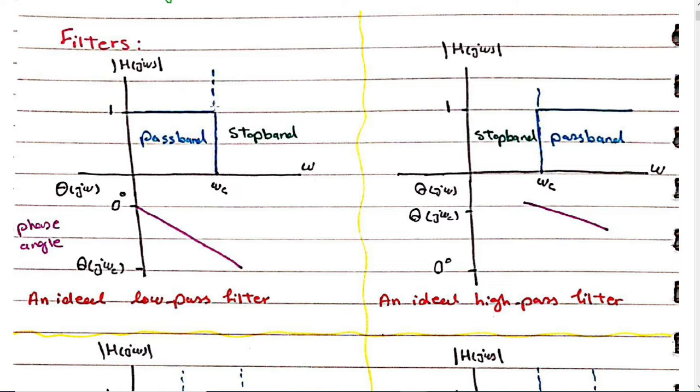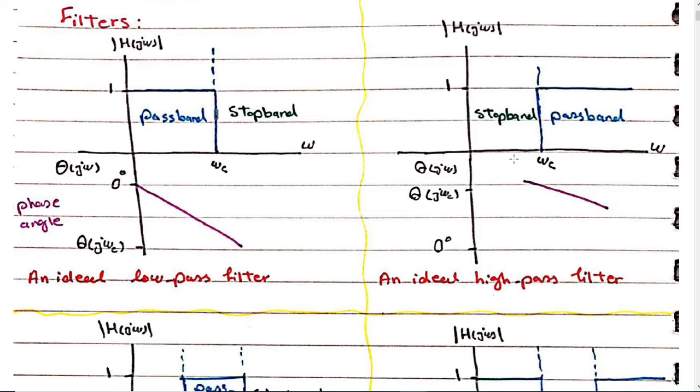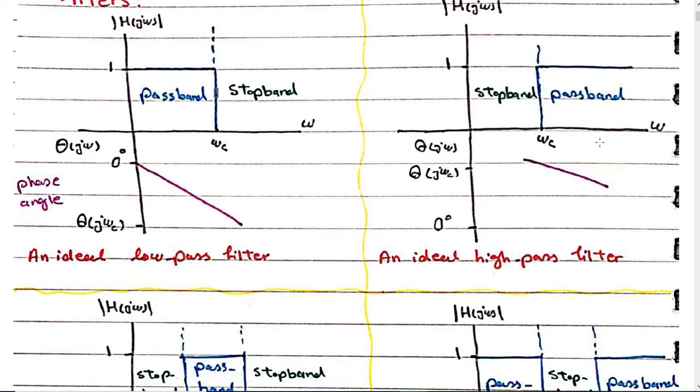Because this is very sharp over here, and in practice we don't get such a filter, so we have something like this. So how about this filter? This is a high pass filter. So from 0 to omega c, which is our cutoff frequency, is our stop band, and after that frequencies are allowed to pass, so we call it the pass band.